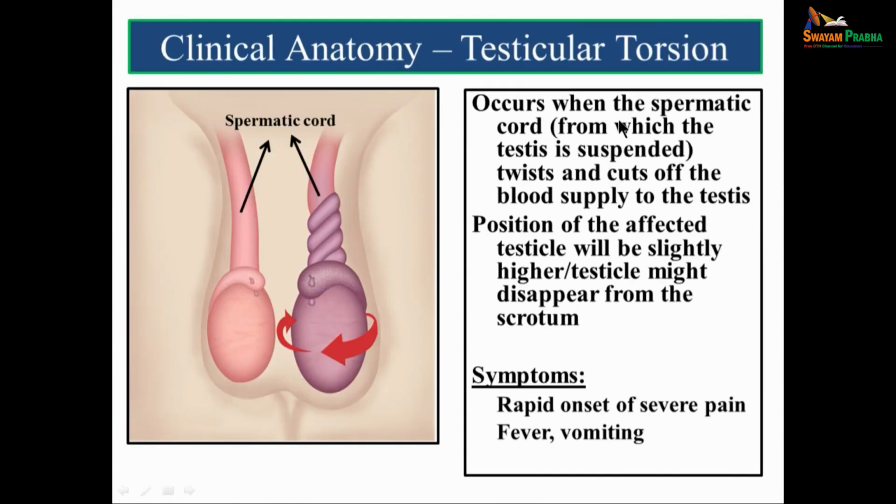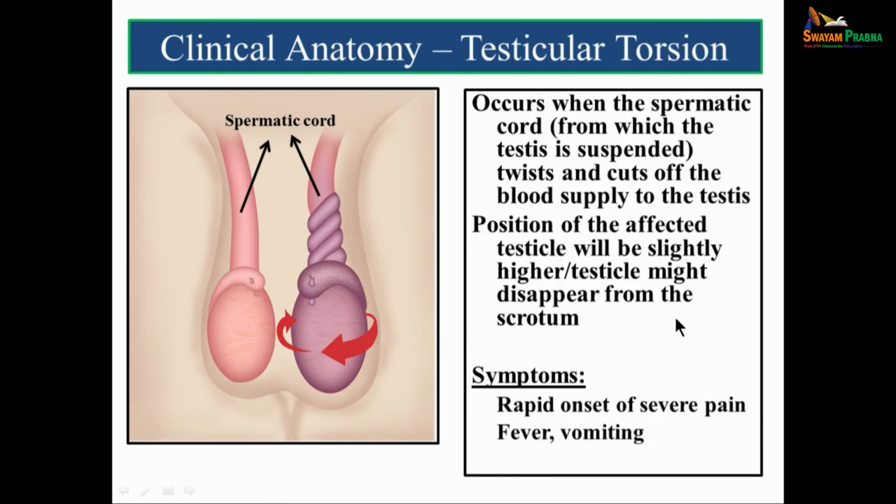Testicular torsion occurs when the spermatic cord from which the testis is suspended twists and cuts off the blood supply to the testis. Position of the affected testicle will be slightly higher or the testicle might disappear from the scrotum. The treatment is to gently untwist or unwind the spermatic cord. The symptoms associated may be rapid onset of severe pain in the testis. The condition may be associated with fever and vomiting.